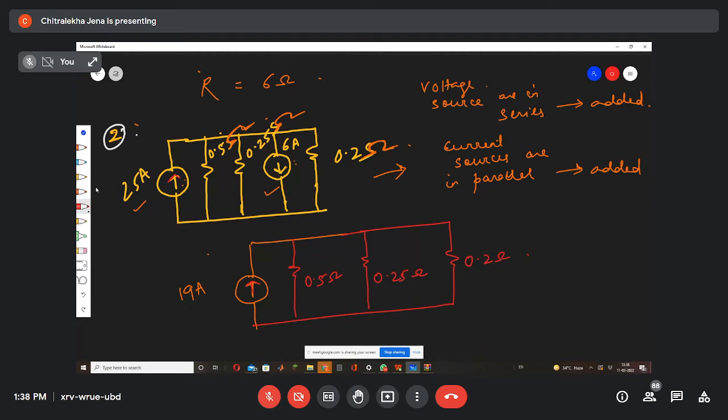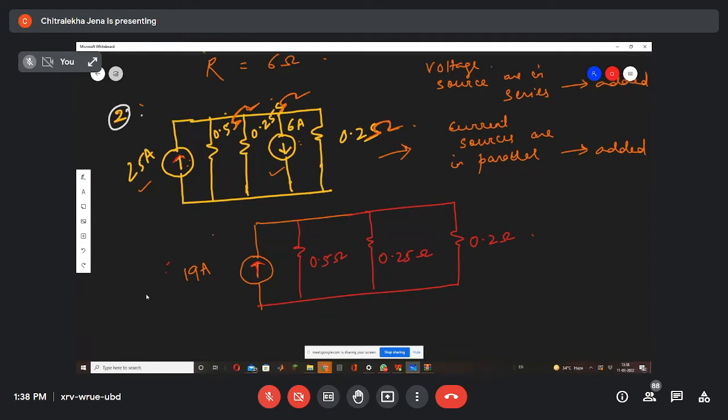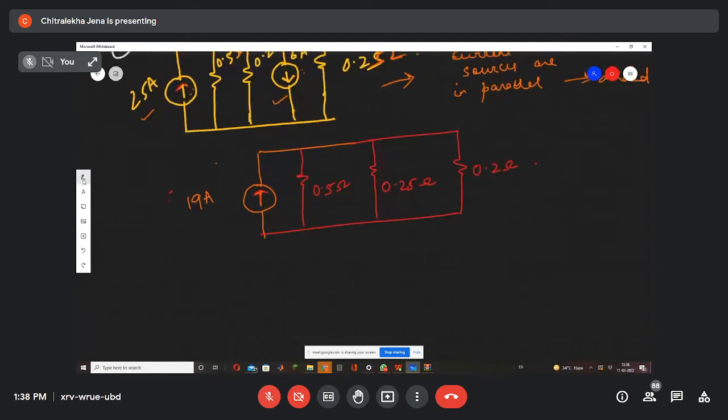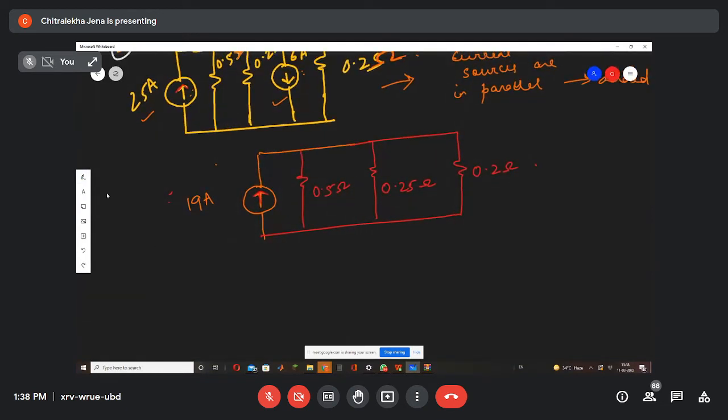Now can you apply the current divider rule? Tell me, now the application of the current divider rule. I want all the values of the current. This current I want I1, and I want I2. I1 will be equal to how much?